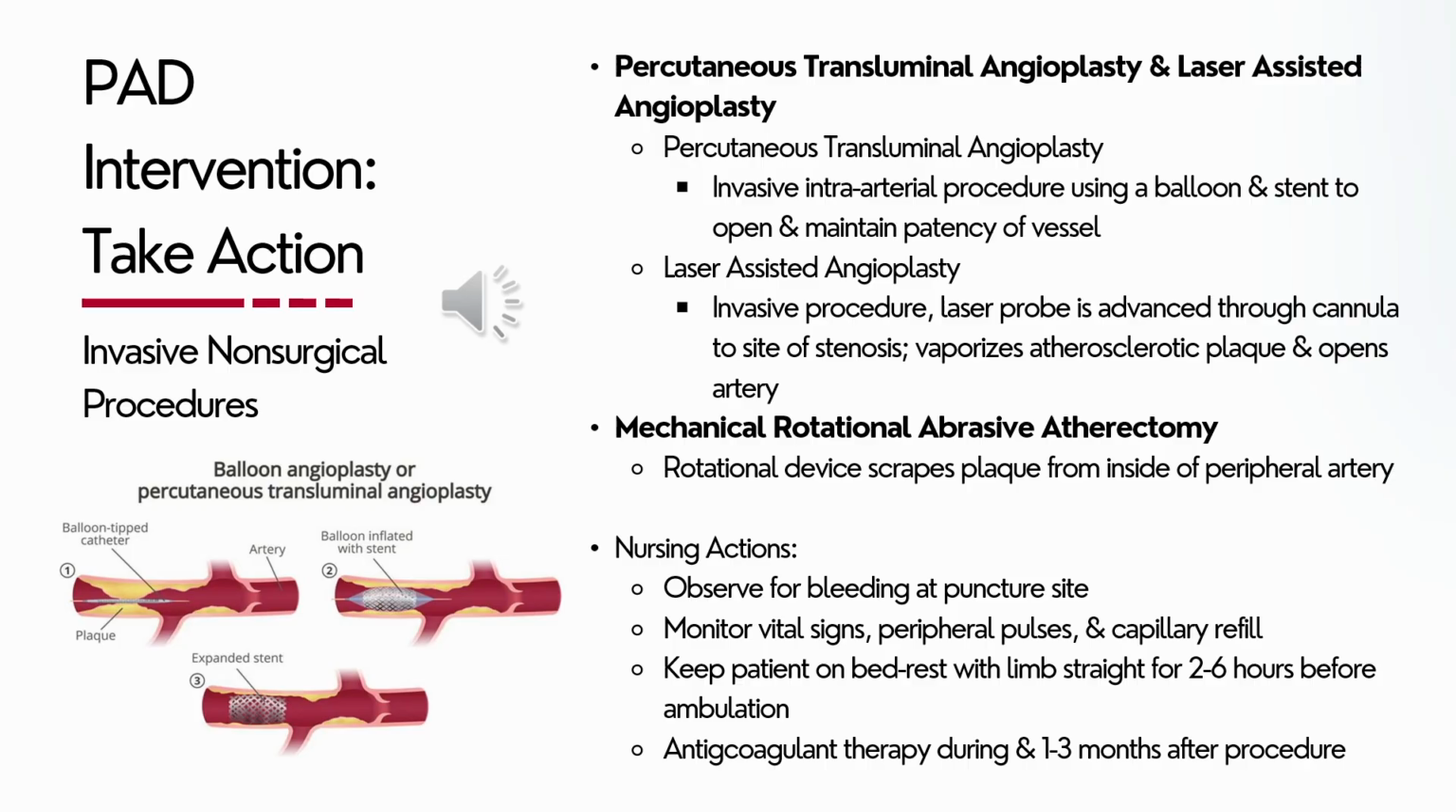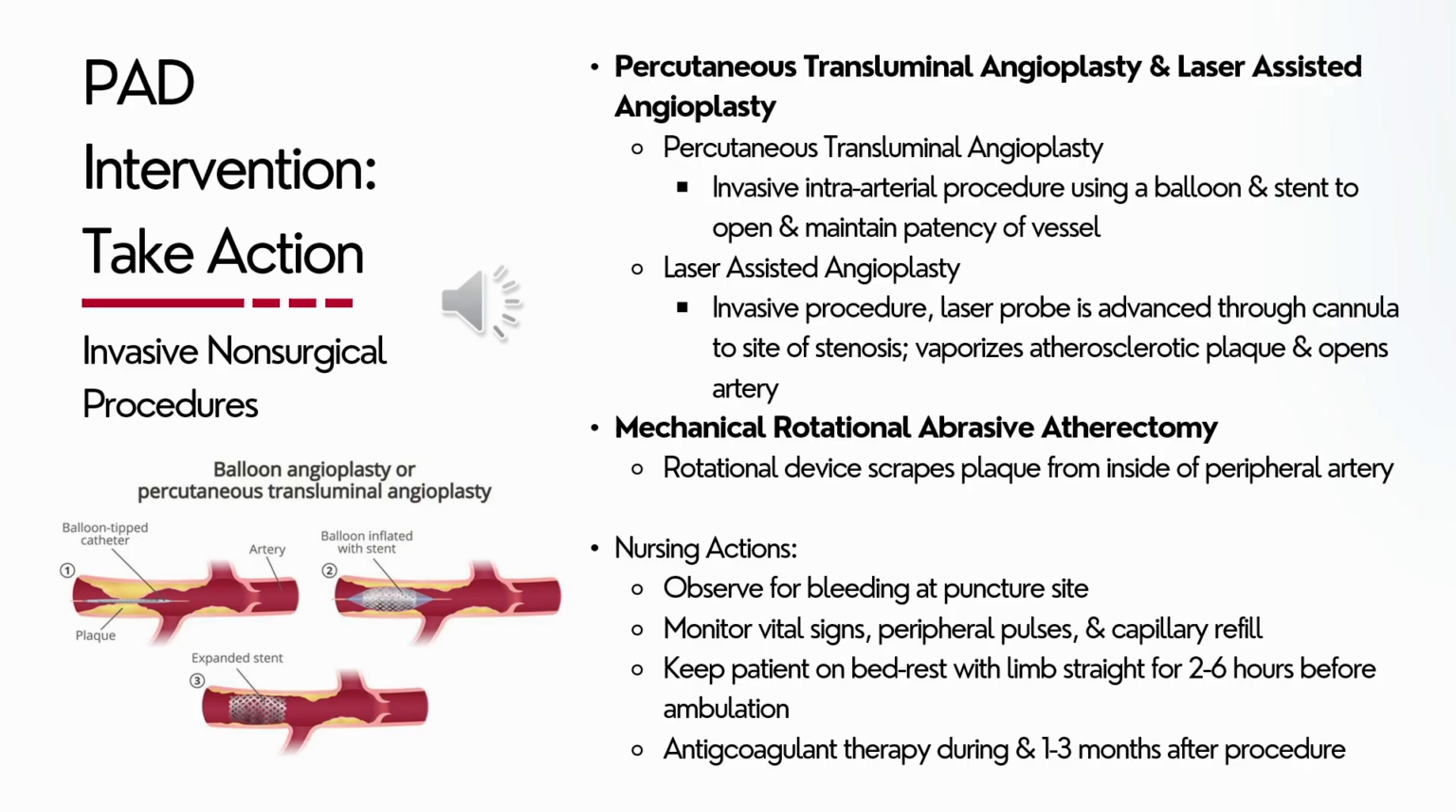Another procedure that we can do is a mechanical rotational abrasive atherectomy. So this technique uses a rotational device, also often called a rotablator, which scrapes away plaque from inside the artery. It minimizes damage to the arterial wall, and it's especially useful for treating lesions in smaller arteries like the popliteal or any artery below that.